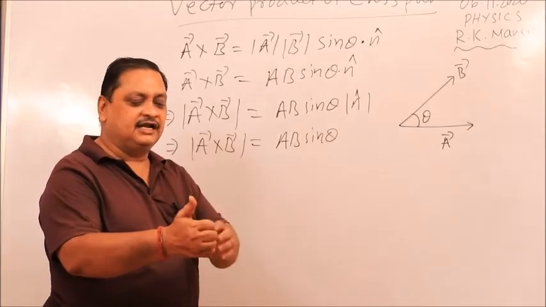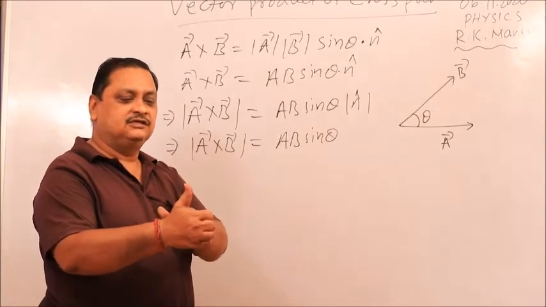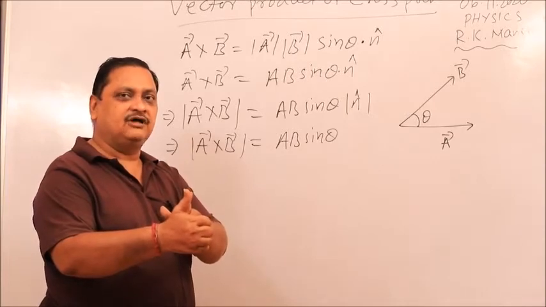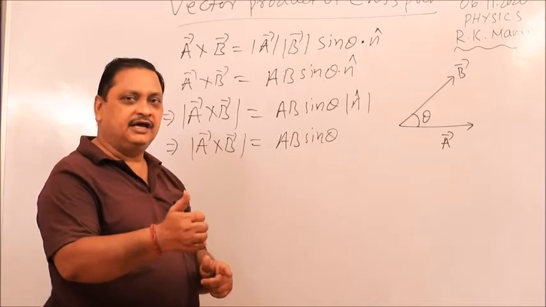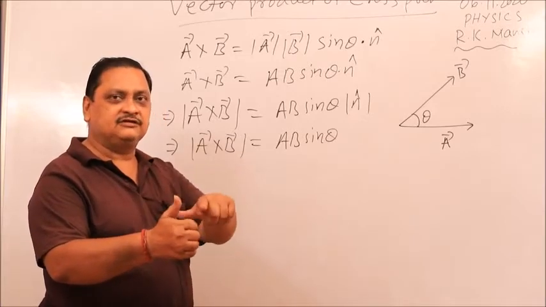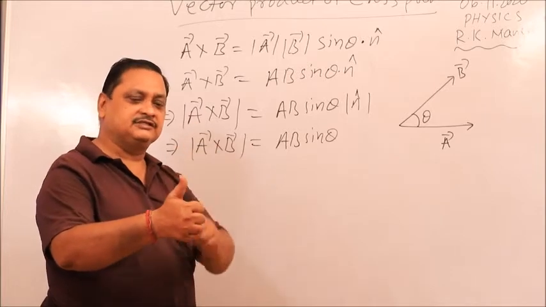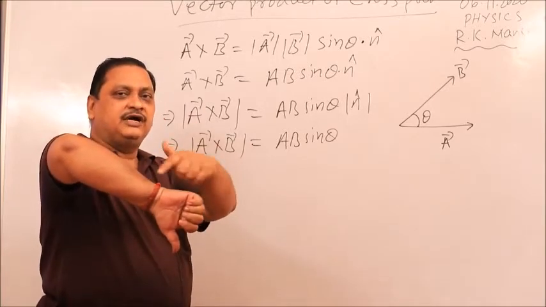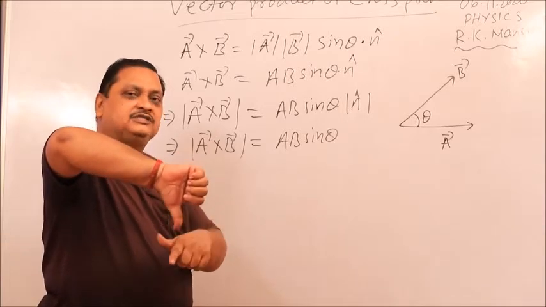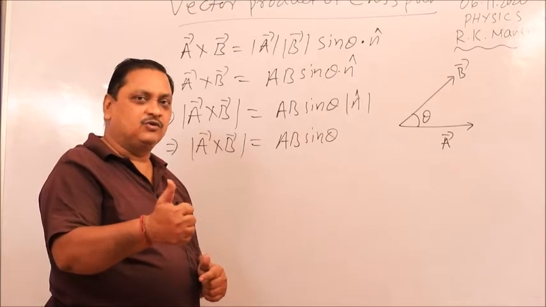These four fingers are in anti-clockwise direction. That means the thumb is showing the direction of the new vector. If A cross B is in anti-clockwise direction, then the thumb is in upward direction, so the direction of the new vector is upward. If these four fingers are in clockwise direction, then the thumb is in downward direction. So this is known as the right hand thumb rule.